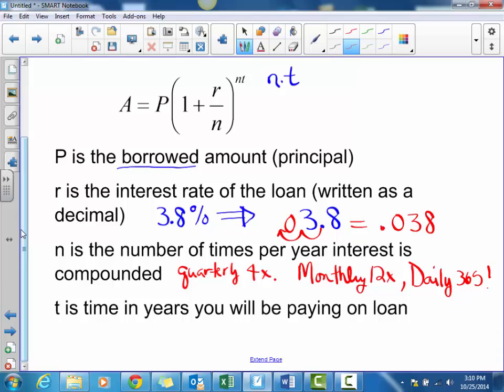T is the time in years that you will be paying on the loan. For example, a mortgage is usually 20 years or 30 years. Sometimes people have 10-year mortgages.